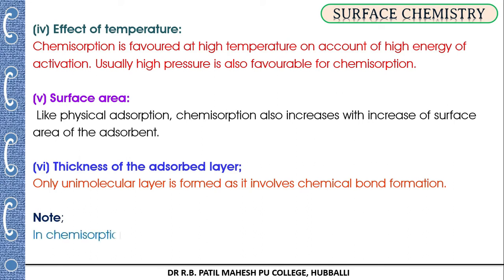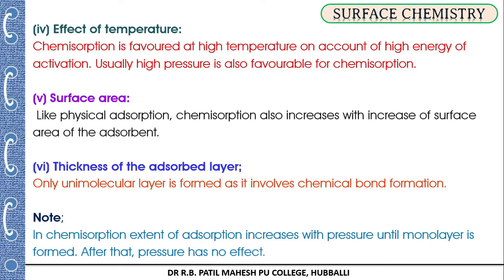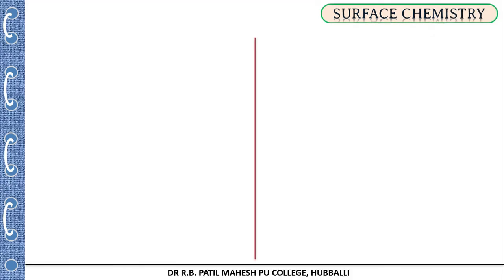Note, in chemisorption, the extent of adsorption increases with the increase in pressure until the formation of the unimolecular layer. Once unimolecular layer formation takes place, there will be no effect of pressure on the adsorption. Students, now let us see the differences between physical adsorption and chemisorption. This concept is important for examination. They ask this question for 2 to 3 marks.